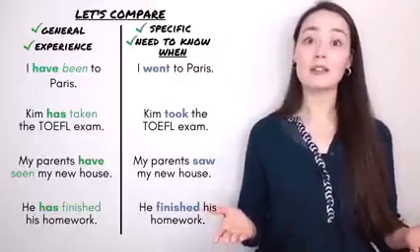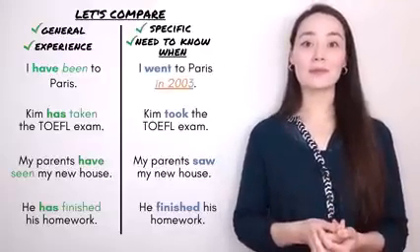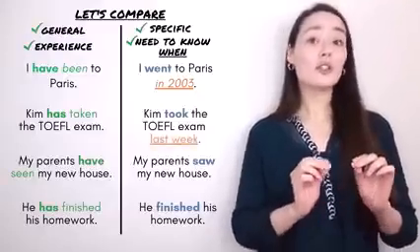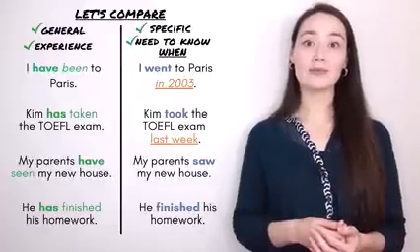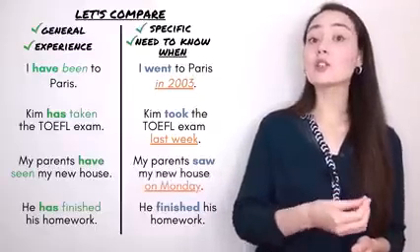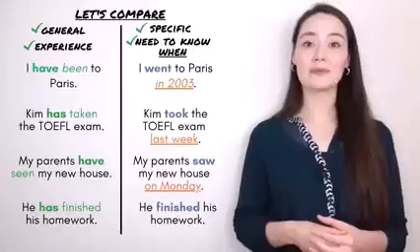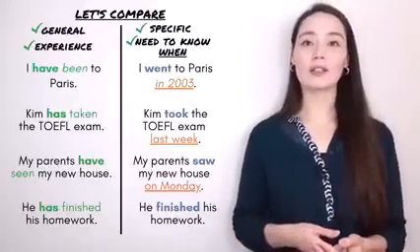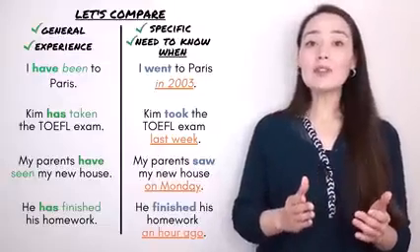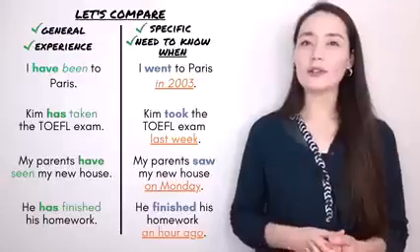I have been to Paris, but I went to Paris in 2003. Kim has taken the TOEFL exam, but she took the TOEFL exam last week. My parents have seen my new house. They saw my new house on Monday. Louis has finished his homework. He finished his homework an hour ago. Even though these are both completed past actions, the feeling is quite different.